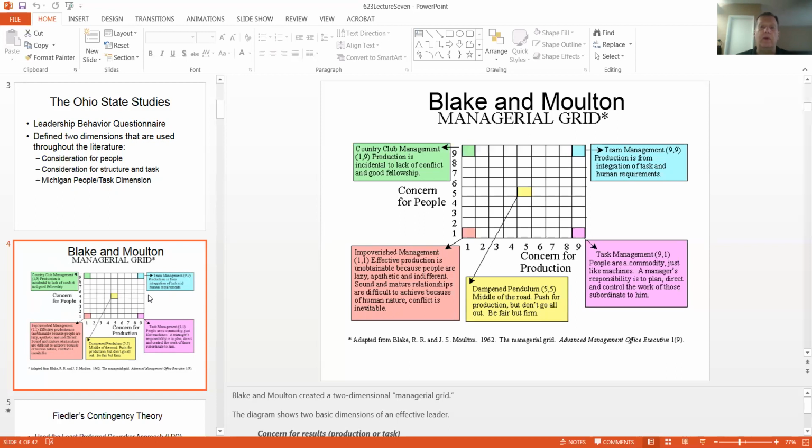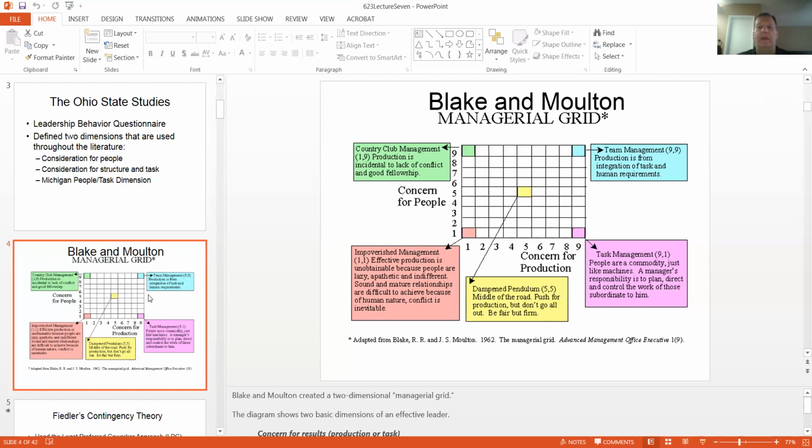Then you'll see in the middle, you have what is called a dampened pendulum. The dampened pendulum is kind of that middle-of-the-road approach where you score in the middle on both concern for people as well as concern for production. You strive for production, but you don't go all out. You're fair, but you're also firm. It kind of is a middle-of-the-road type of approach.